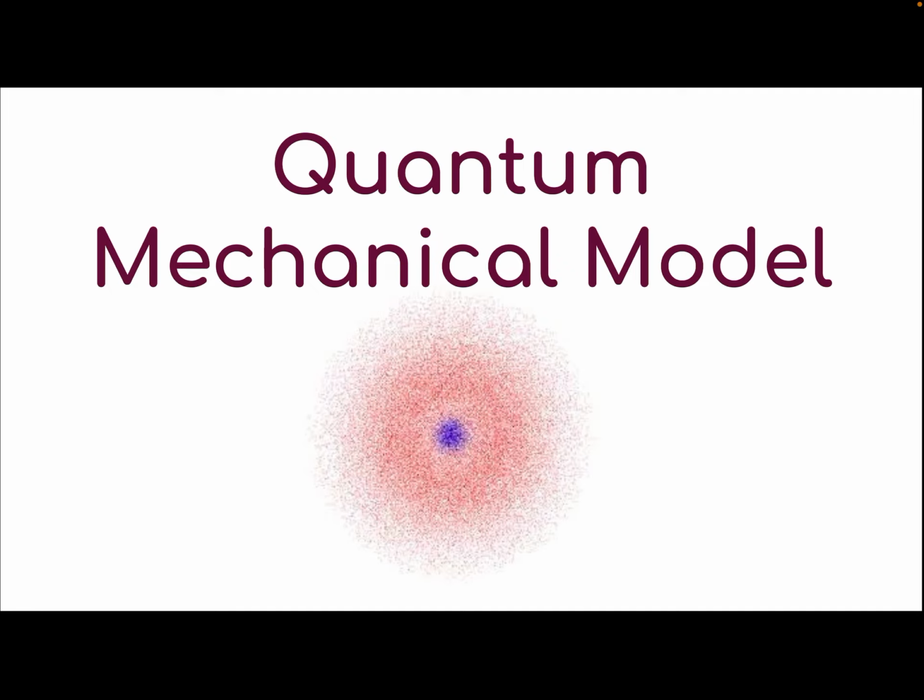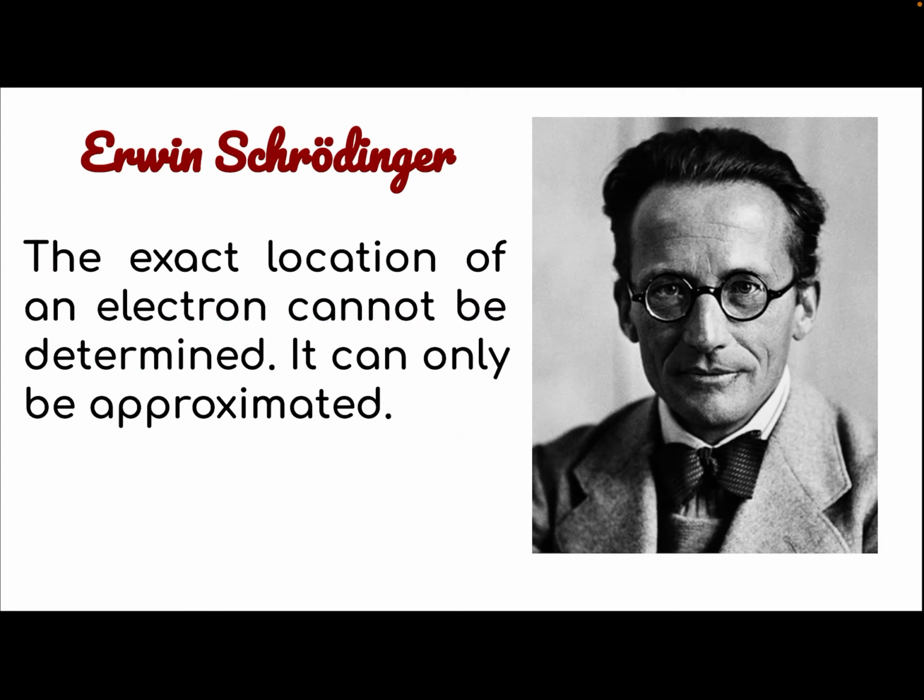Now, let's talk about the quantum mechanical model. So previously, we were discussing the different atomic models, and we have already established that the quantum mechanical model is the atomic model that we use today. If you remember, it was formulated by the physicist named Erwin Schrödinger, wherein he said that the exact location of an electron cannot be determined.